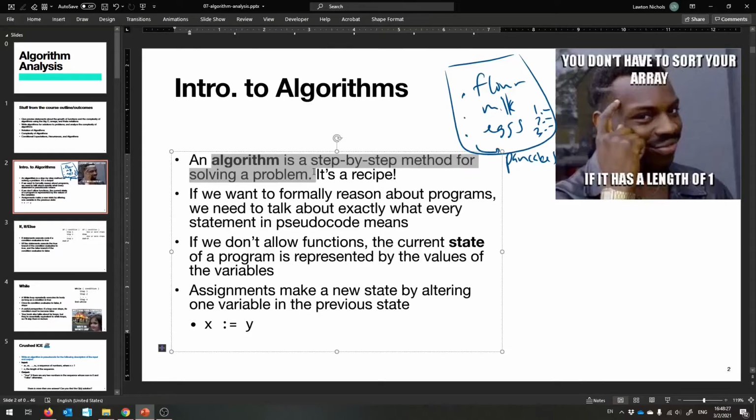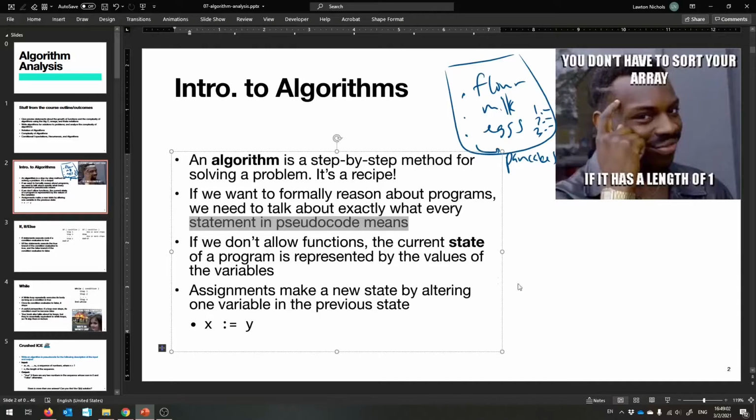It's a step-by-step way of solving a problem, and we would like to treat it just like we've treated everything else in this class, with a ton of math, right? We'd like to formally reason about the programs that we write, the algorithms that we write. So we need to talk first about what it means to execute code. And we'll use pseudocode as an example because that's what your book likes.